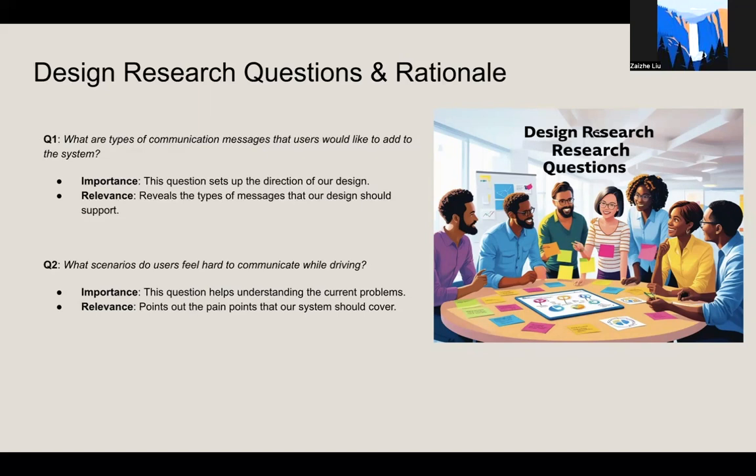The second question is: what scenarios do users feel hard to communicate in while driving? This question is very important in that it helps us understand the current problems, and it also points out the pain points that a system should cover.